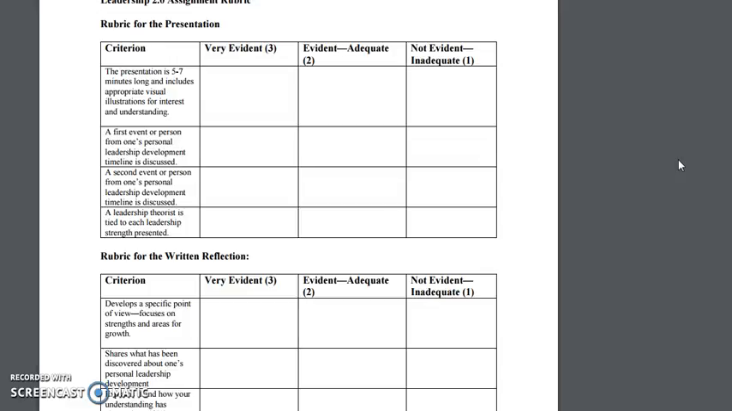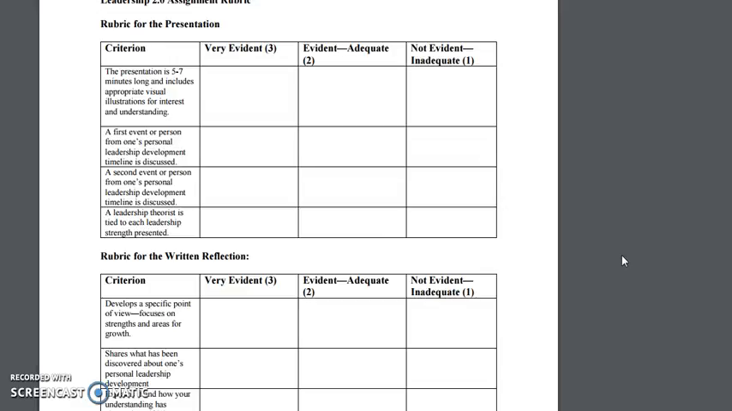I wanted at this time to talk just for a minute about the difference between the written reflection, as you're responding to the questions in the assignment, and the presentation. In the presentation, we're going to develop a specific point of view, and we're going to focus on strengths and areas for growth. And so that's the one thing that's a little bit different. You'll talk in your written reflection about at least one of the areas for growth that were identified. We're not going to have you talk about your weaknesses during your presentation, but we do want you to talk about one of your areas for growth.